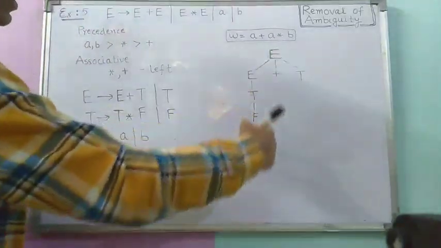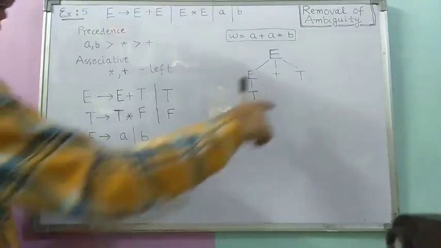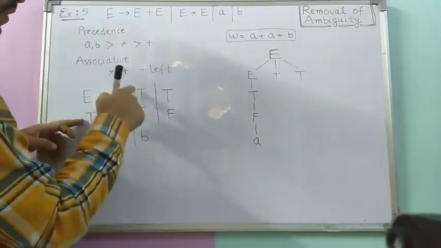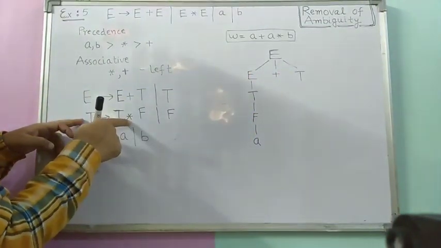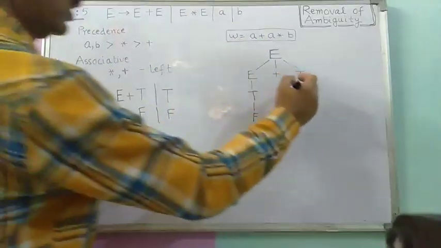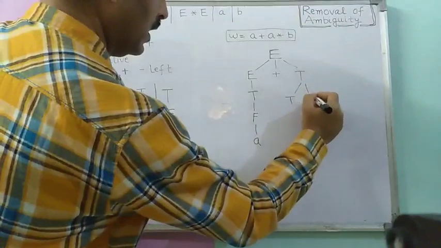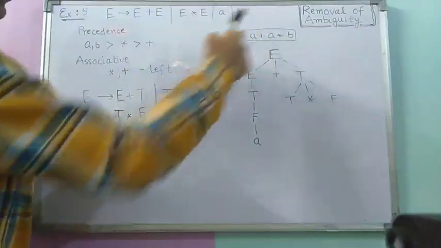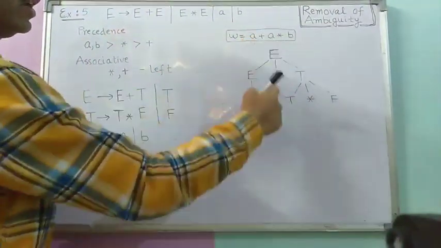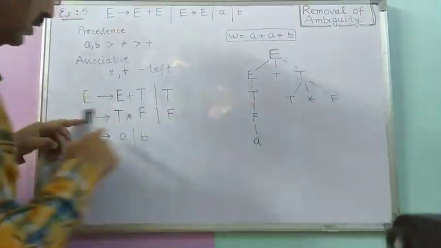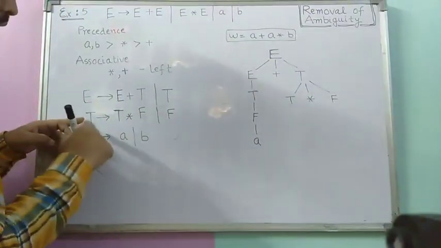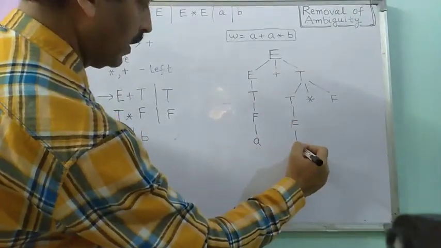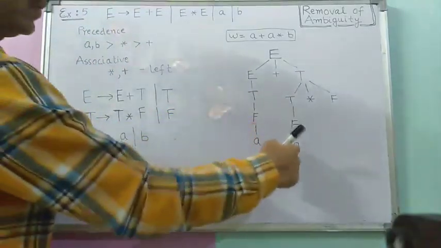In this manner, we are expanding the leftmost available variable. Now we have to expand this T. From this T we cannot derive plus, because it can only derive a star. So now we want a star here, so we'll be using T asterisk F. Now from this T, what we want to generate is A, because after this plus we need an A. We cannot derive A directly from T, so we'll go from T to F and then F to A. So we have derived A here.